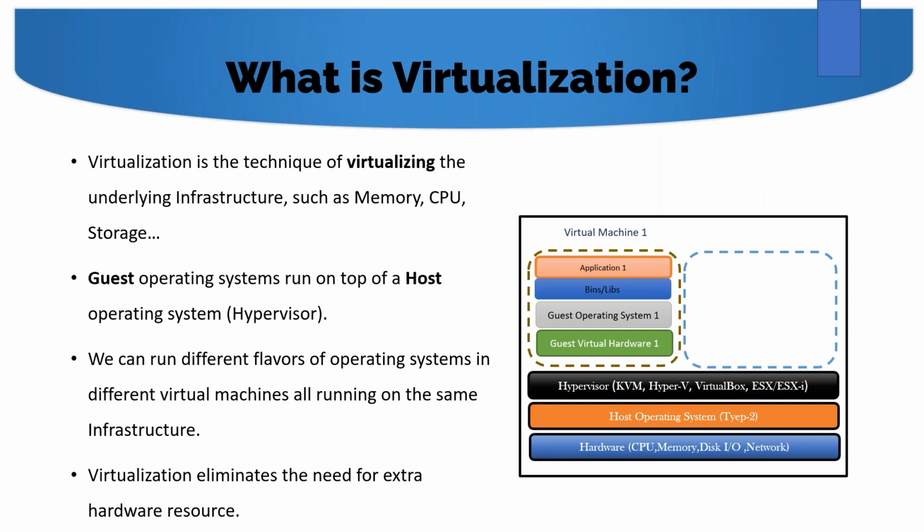Now I can run two applications, two business applications, on a single server. This is my application 2. For that application, I need different guest virtual hardware, guest operating system, and the application binaries and libraries for that specific application. Now, I don't have to procure two servers. I can run my applications on a single server itself. Fine. Everyone is happy because they can run multiple applications on a single server.